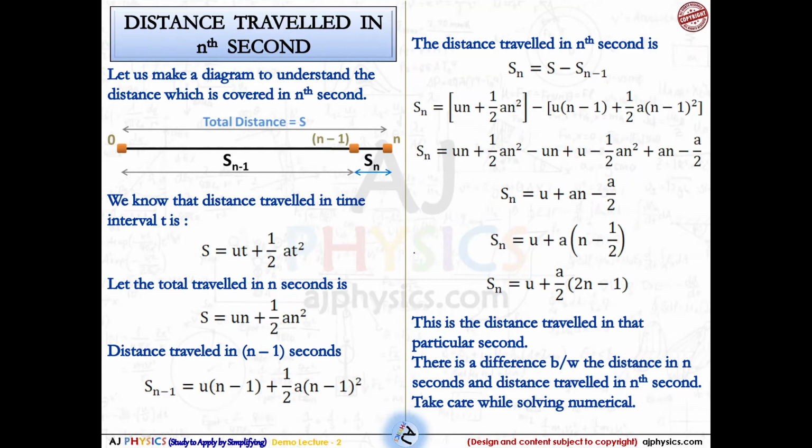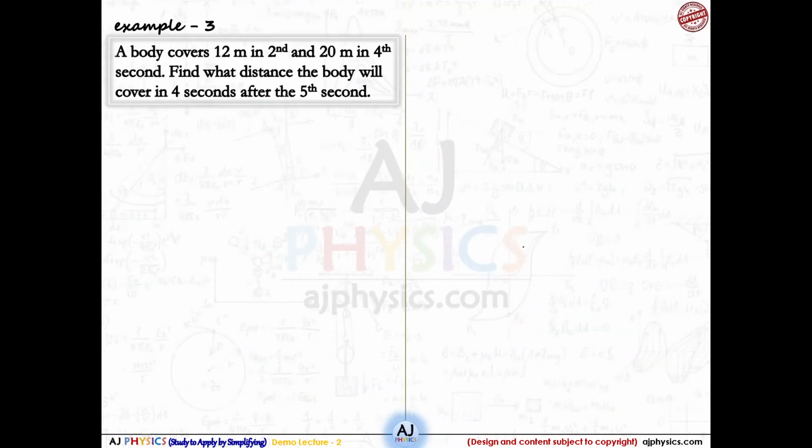Now let's try to practice one problem which will be related with this. So keeping the same thing in mind which I have already told you, let's go with this question. Here in this situation, we have been given a body covers 12 meter in the second. Alright. So you always have to draw the intervals. So this is 0, 1, 2, 3, 4. So the case till here it's given.